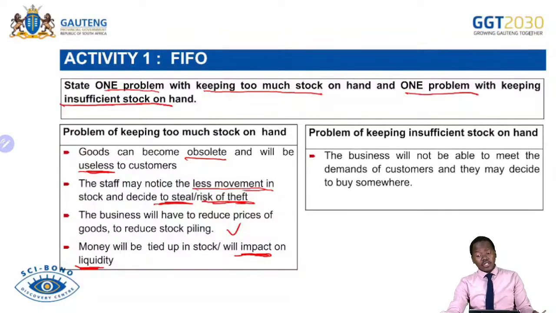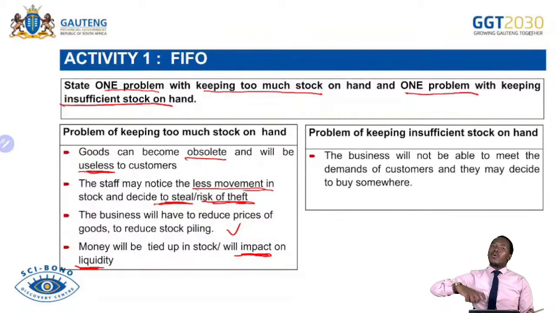Right, keeping insufficient stock, Grade 12, is also a problem. When a customer comes and orders 100 items and we only have 2 items, then we may lose money that we could have made out of that item. And the customer will also lose confidence in us and will not come back and shop with us. They will now go and buy somewhere else.